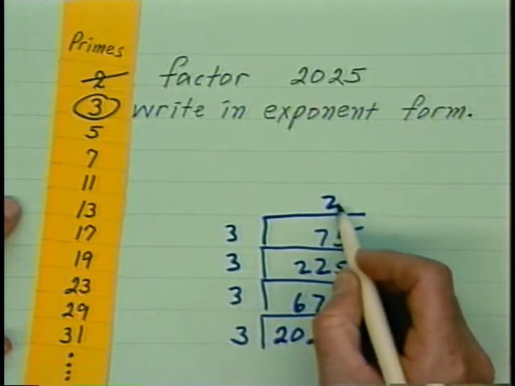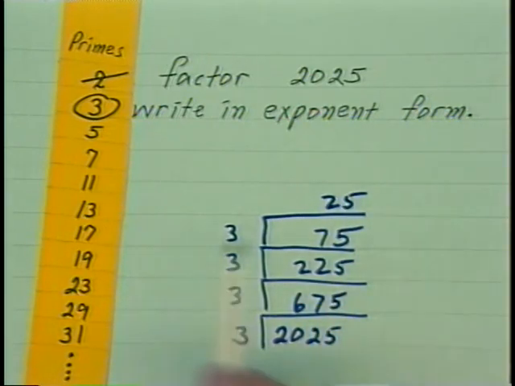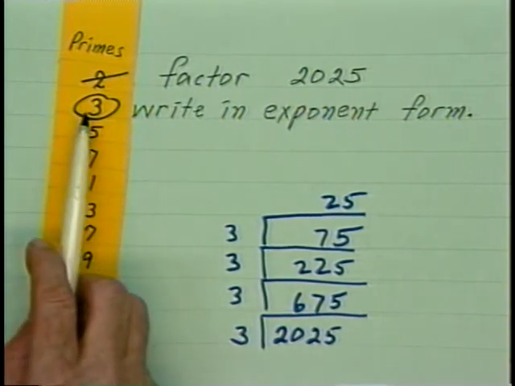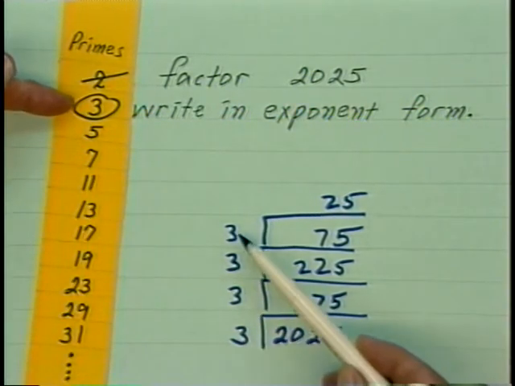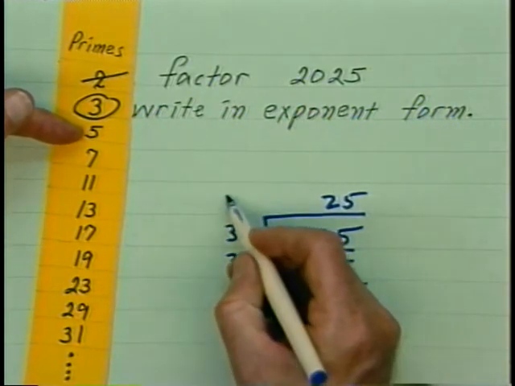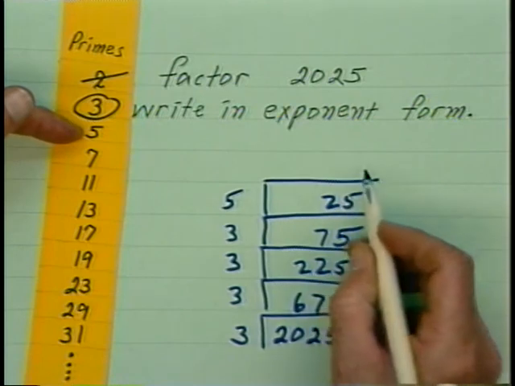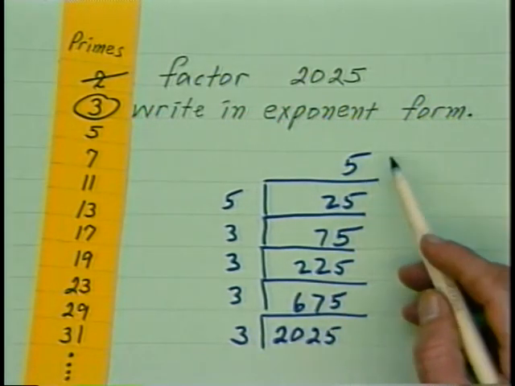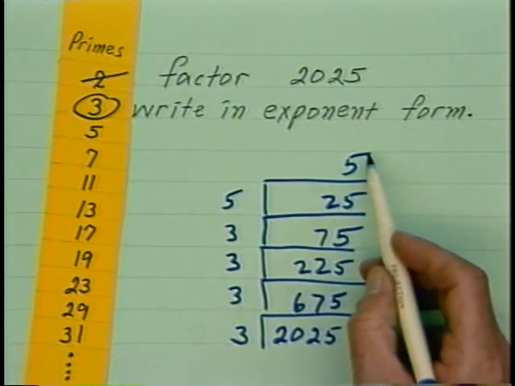75 25 times. So we checked our first prime number 2, it would not divide, 3 would, and we stayed with 3 until it would no longer divide. Then we try the next prime, and of course it quite obviously will. And we continue this process until our final quotient itself was a prime.